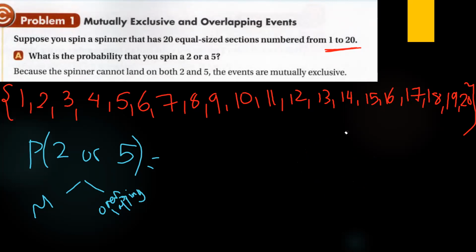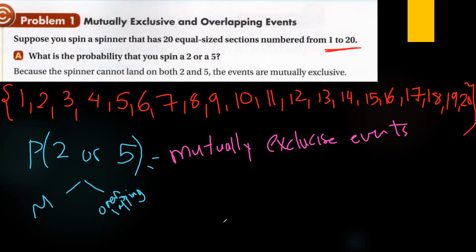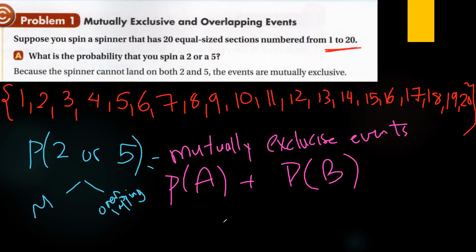So, because we cannot stop at 2 and 5 at the same time, these are mutually exclusive events. So the probability of A plus the probability of B. This is A and this is B. What is the probability of getting A? What is the probability of getting number 2?